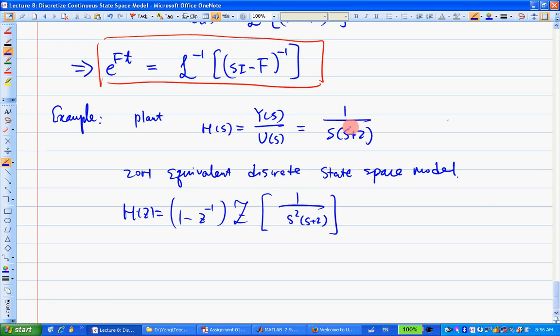Okay, so now going through the process that we learned today, what we do is we have to obtain a continuous state space model first, all right?